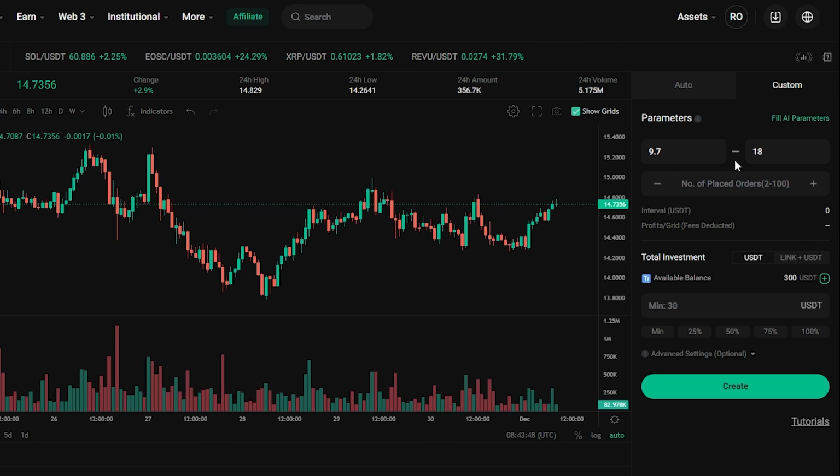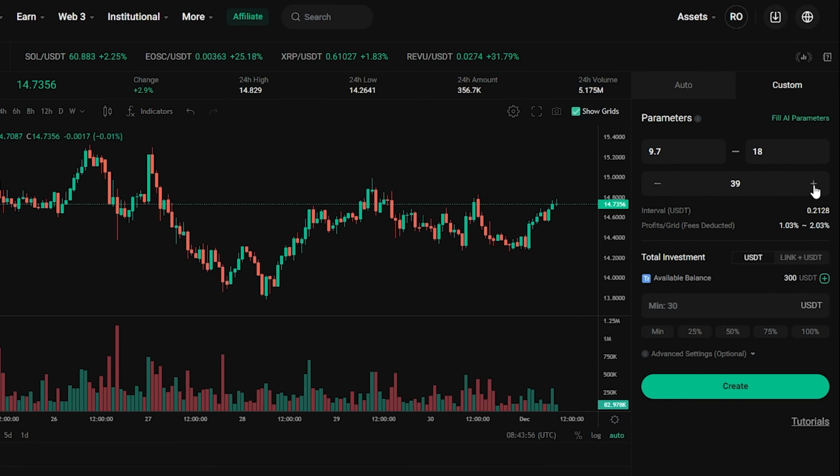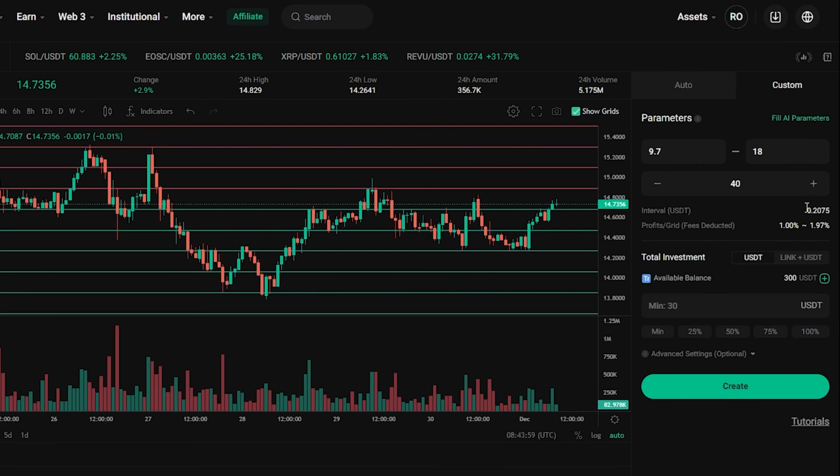Okay, now let's fine-tune the number of orders so we can get to that optimal 1 to 2% grid spacing. Let's try with 35. Okay, close, but a bit too wide. So let's increase the number a bit. And there we go. 40 orders hits the sweet spot perfectly. As you can see, setting up grid trading bots on KuCoin is really straightforward.